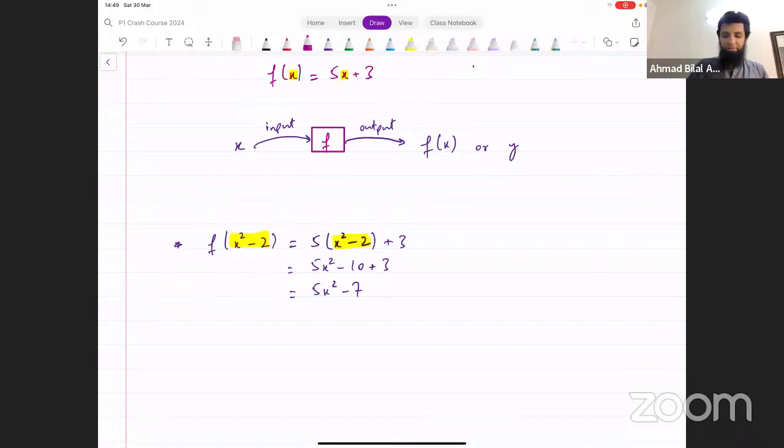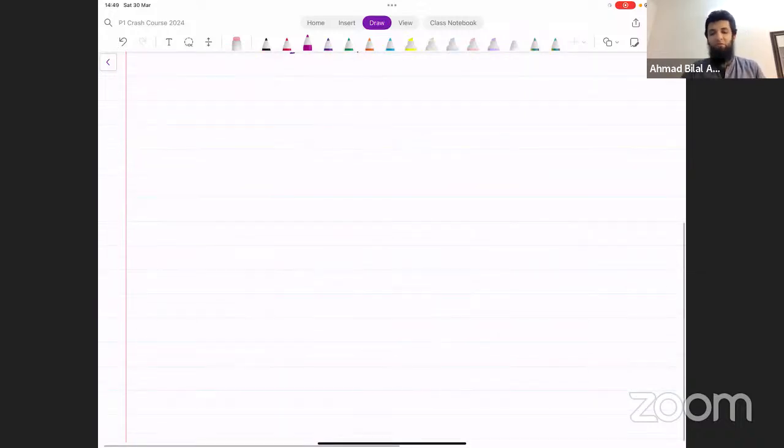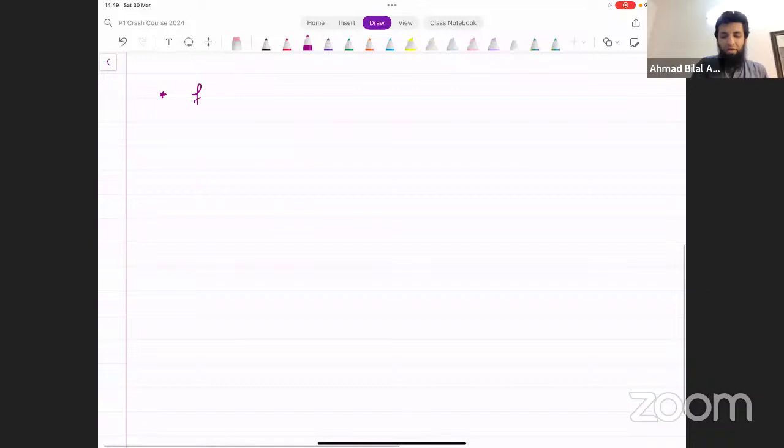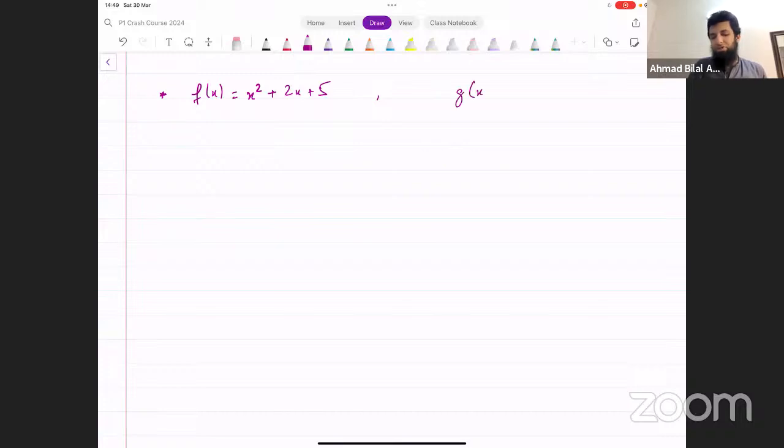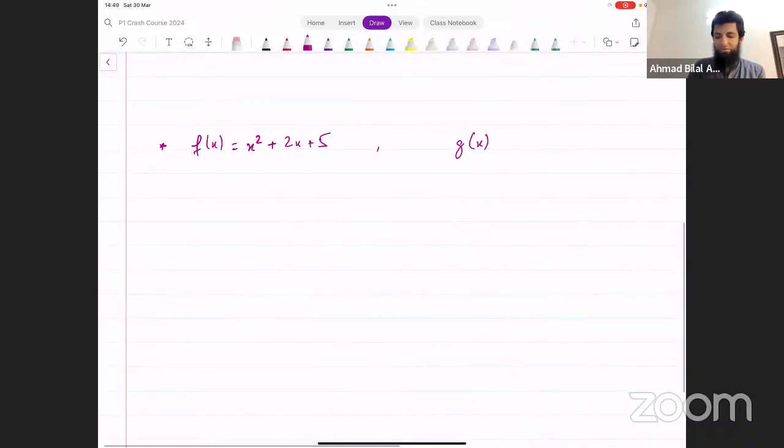But now let's say we have two separate functions. So let's say we have one function which is f of x. Now let me just write down a random function here. Let's say you have something like this: f of x equals x squared plus 2x plus 5. And you have another function, let's call that g of x. And that maybe looks something like this. It's that same function that we wrote above, 5x plus 3. G of x is 5x plus 3.